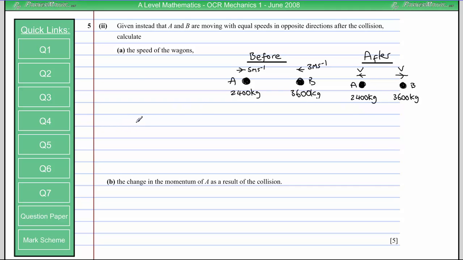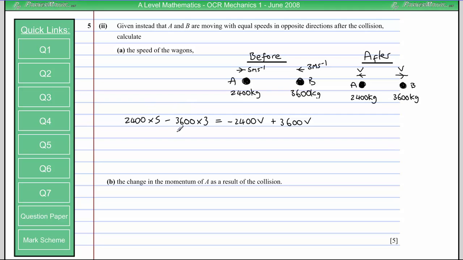So let's write down the momentum before the collision. That's going to be 2,400 multiplied by 5 minus 3,600 multiplied by 3. We've already worked that bit out in part 1. On the other side, particle A is now moving to the left, so we're going to say the momentum of particle A is minus 2,400 multiplied by v. Particle B is going to the right, so that will be positive, and that will be 3,600 v. Let's simplify this a bit.